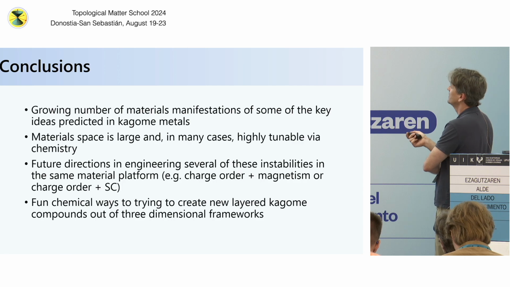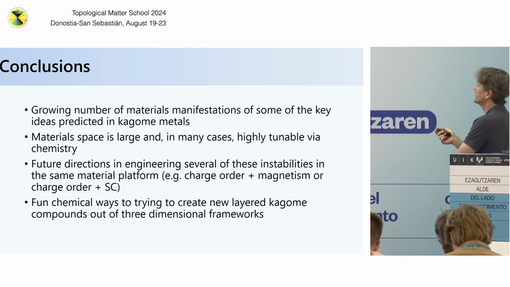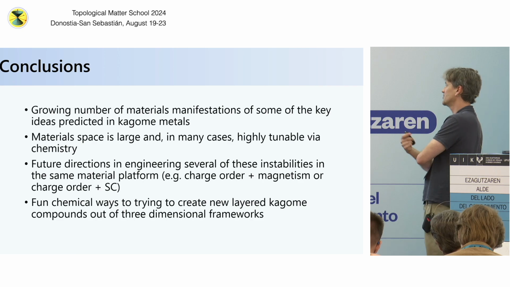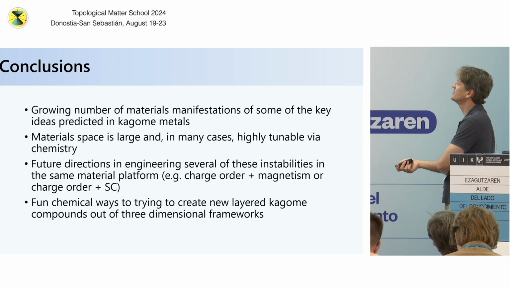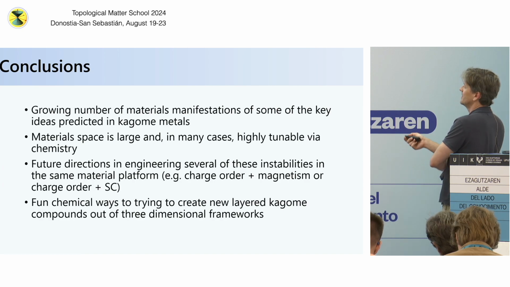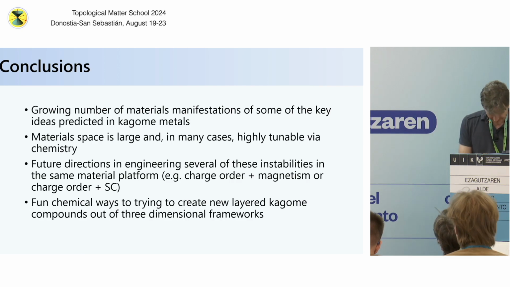And I think some of the future directions of interest are that a lot of people are trying to look now to add multiple instabilities within the same materials platform. So for instance, I mentioned FeGe has both charge order and magnetism. So people are trying to look for ways to interface these different order parameters in different Kagome systems, or for instance, also adding superconductivity to the mix. And yeah, I think there's fun ways to play with the chemistry. And with that, I thank you very much for your attention.